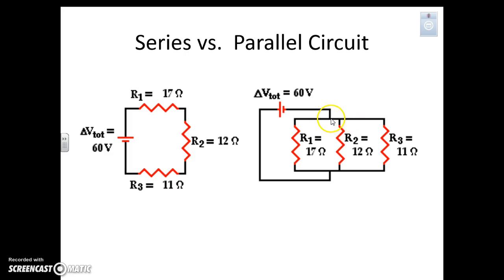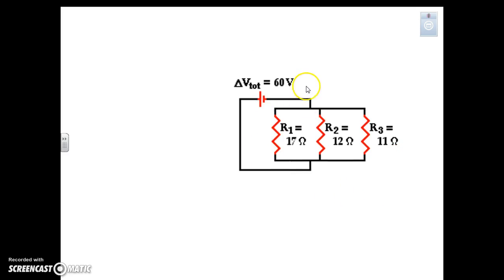But if you notice, every one of these resistors is connected to the same part of the battery. In other words, if you look at this resistor right here, it's connected to the negative end, and so is this one, and so is this one, on one side. And their opposite side is connected to the positive end. So what that means is they all see the same voltage.